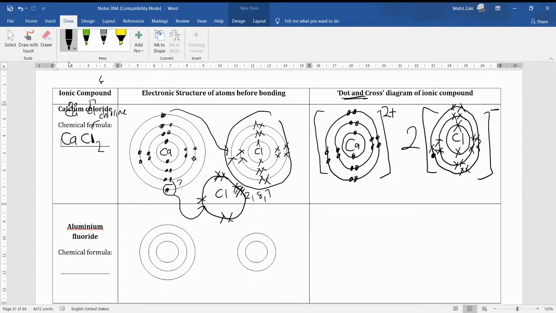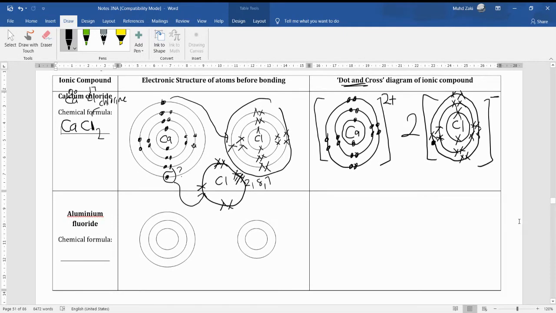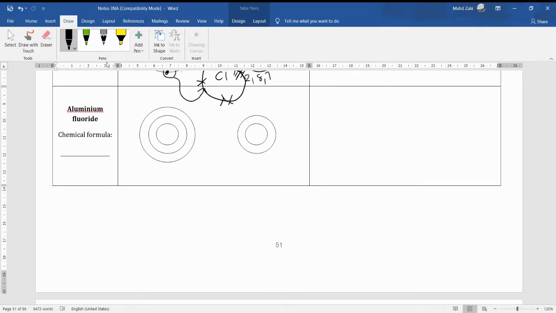Okay, right. Let's move on to aluminium fluoride. Okay, so pause this video if you find the explanation a little bit fast. Then you rewind and play again. So aluminium. Okay, let's do aluminium.